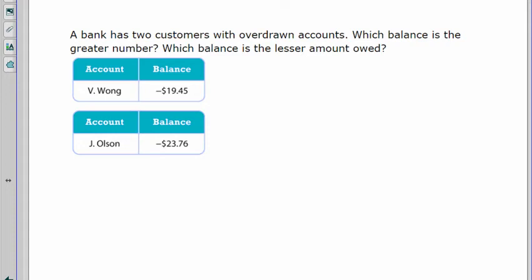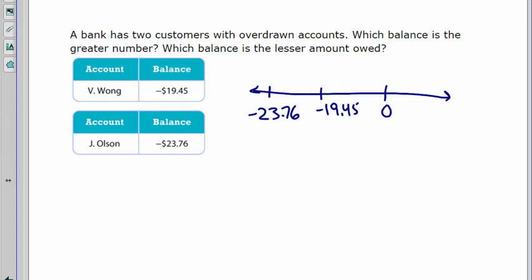Okay, in this next problem, we have a couple questions. It says a bank has 2 customers with overdrawn accounts. Which balance is the greater number? Let's answer that first. So on our number line, if this is 0, and this is a negative 19 and 45 hundredths, I know it gets more negative to the left. This is a negative 23 and 76 hundredths.